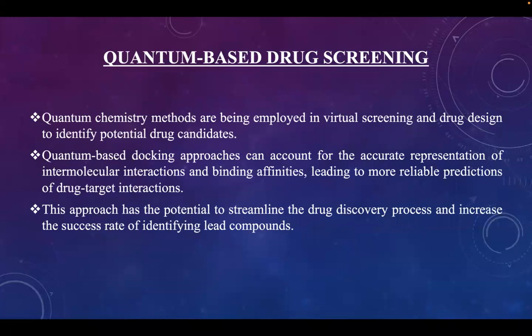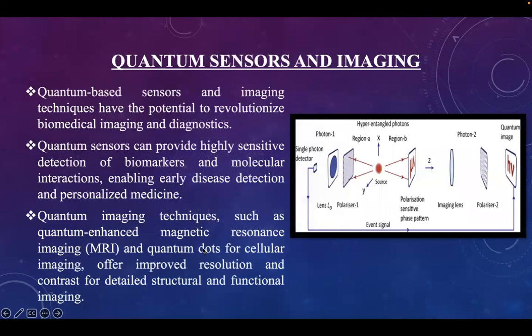Quantum-based drug screening. Quantum chemistry methods are being applied in virtual screening and drug design to identify potential drug candidates. Quantum-based docking approaches can account for the accurate representation of intermolecular interactions and binding affinities, leading to more reliable predictions of drug-target interactions. This approach has the potential to streamline the drug discovery process and increase the success rate of identifying lead compounds.